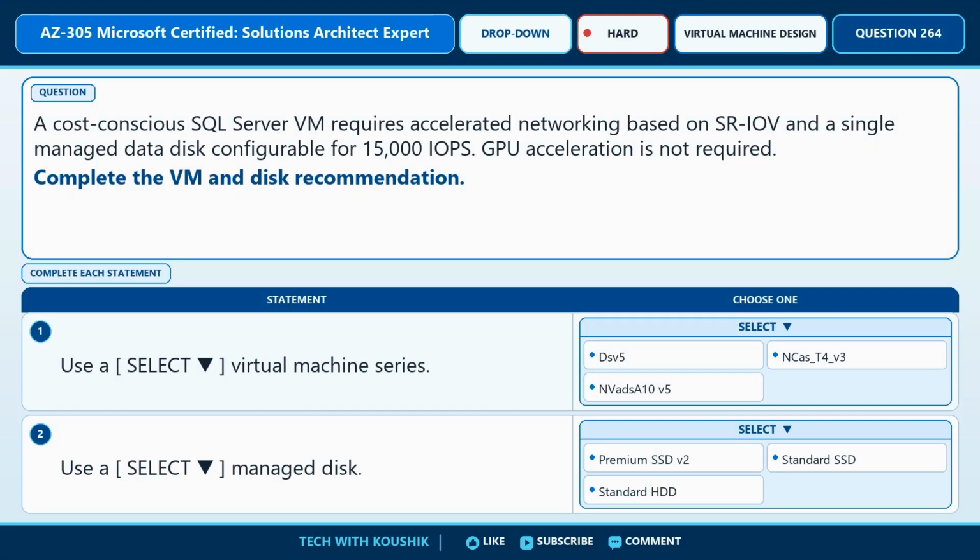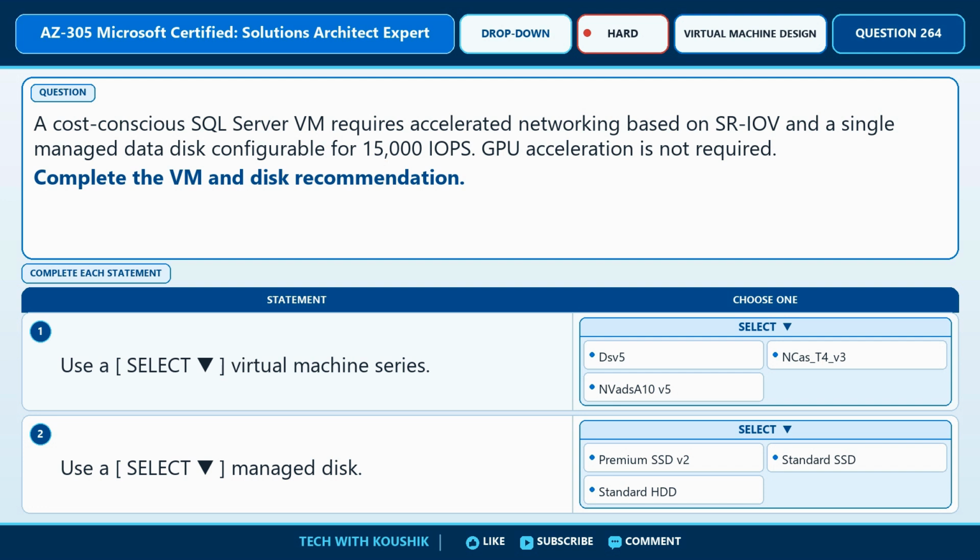We will now analyze question number 264. Consider the following scenario. A cost-conscious SQL Server VM requires accelerated networking based on SR-IOV and a single managed data disk configurable for 15,000 IOPS. GPU acceleration is not required. Complete the VM and disk recommendation.